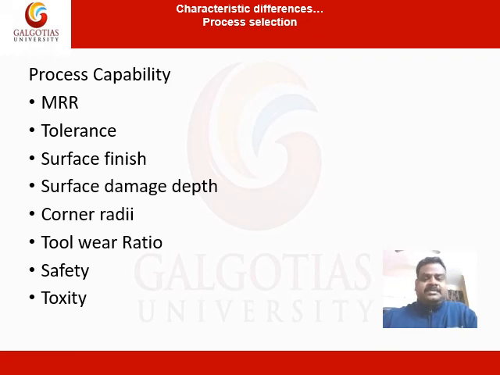The other process capabilities available here are: what is the material removal rate, that is, cubic millimeters of material per minute, what is the tolerance limit in microns, what is the surface finish of the material after the machining process has been done, and what is the surface damage done to the material at the end of the process, or the surface damage depth, and what are the corner radii available in the process in millimeters, or how much tool wear occurs per volume of material removed, that is the tool wear ratio. Is the process safe to use in all places, or is there any toxicity associated with these processes? So when selecting a process, all these parameters have to be considered and chosen carefully before applying any process.